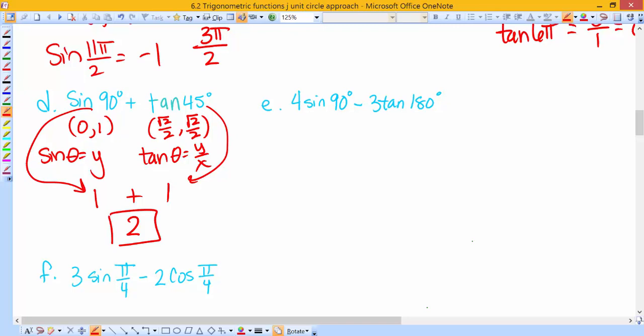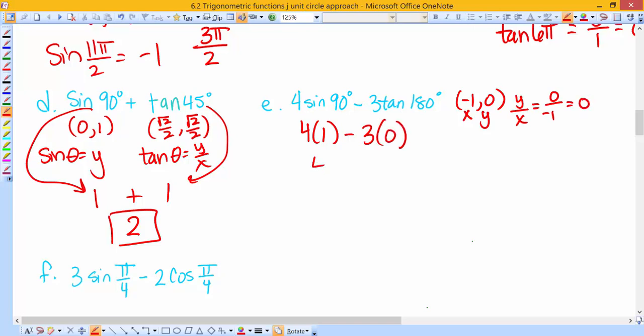Moving on, sine of 90 degrees. We just found that out. The sine at 90 degrees was 1, so 4 times 1, minus 3 times the tangent at 180. So go to 180, and what's the point at 180? -1, 0. Here's my x, here's my y. So remember, tangent is y over x, so 0 over -1, which is 0. So this is 4 minus 0, which is 4. Again, this is the work I want to see.